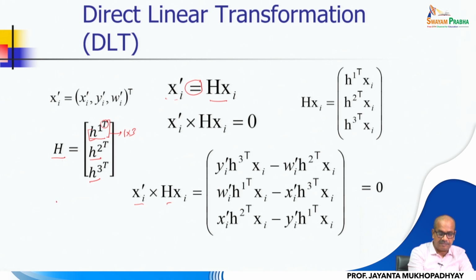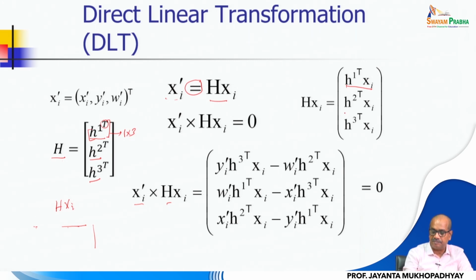So if I perform the H x multiplication, say H xi, what I am doing is h1 transpose xi, because in matrix multiplication, first row and then the column gives me the first element. So h1 transpose xi is the dot product of a row vector and a column vector.